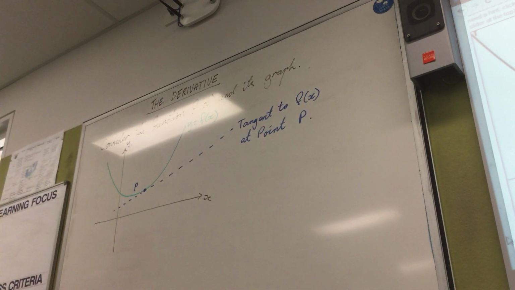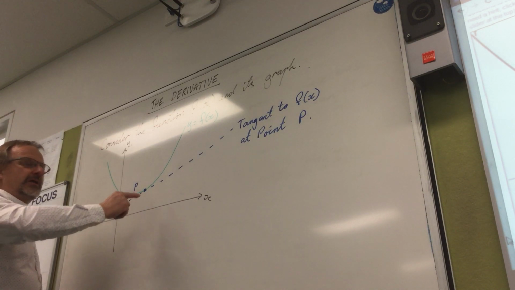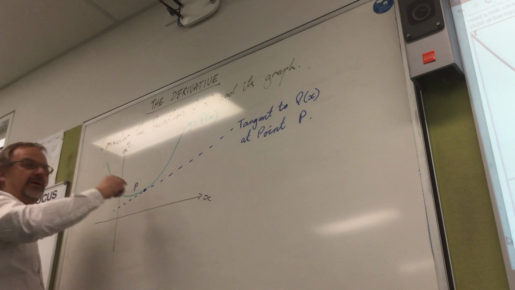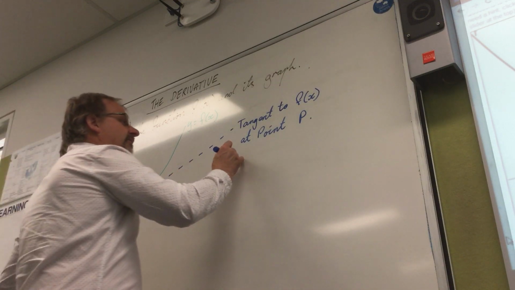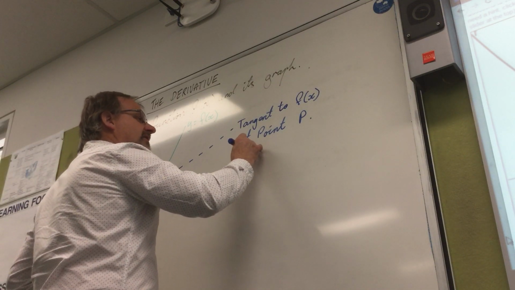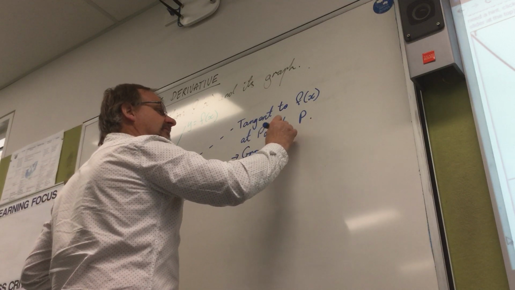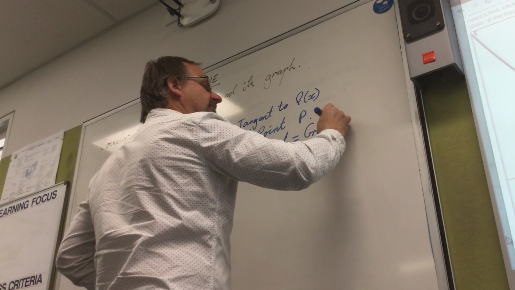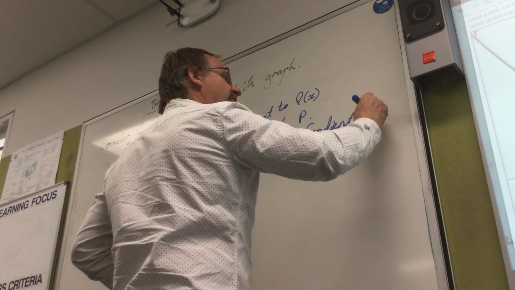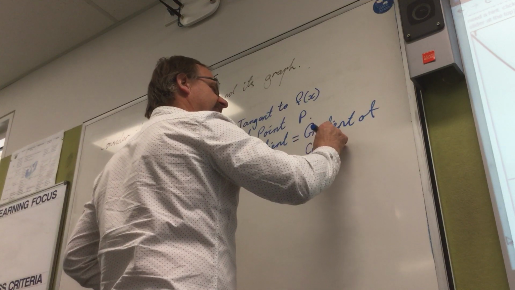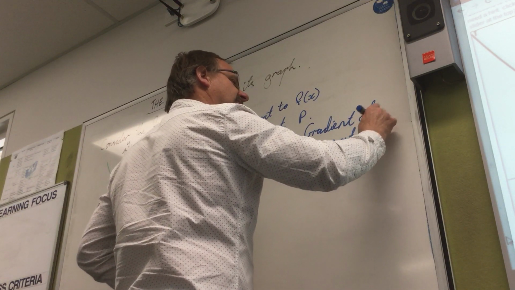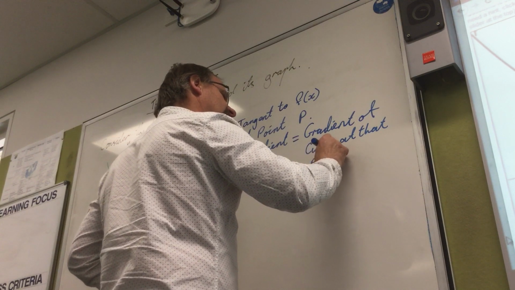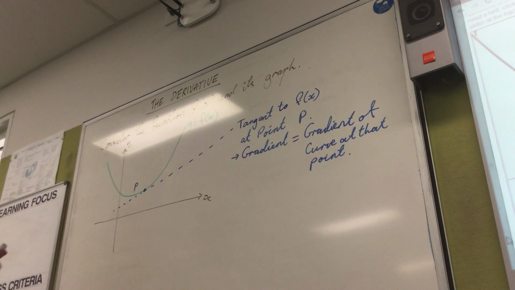Now, the other thing about a tangent is that it just touches once, but also the gradient of the tangent is equal to the gradient of the curve at that point. All right, so that's what we are working off.